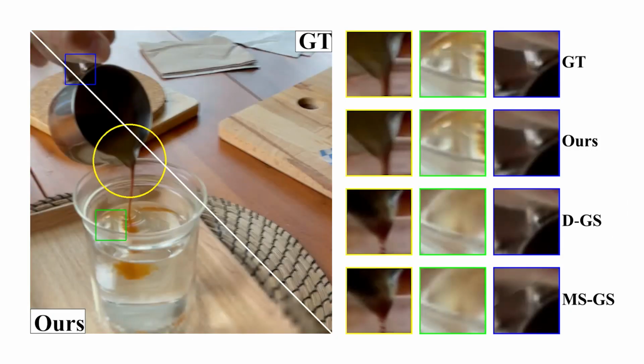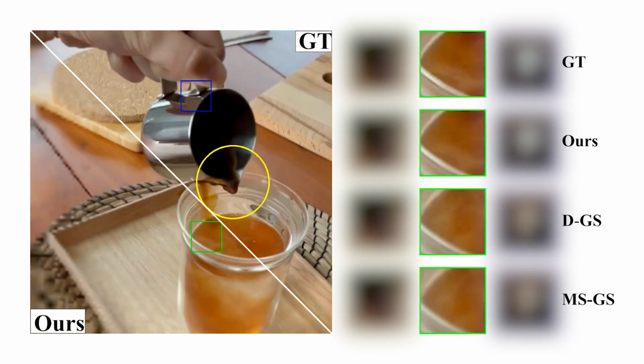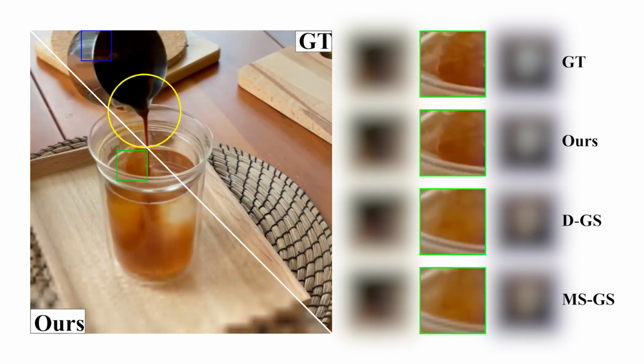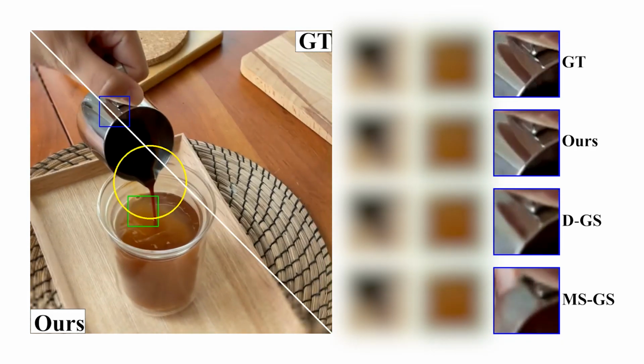In the Americano scene, our method also achieves higher rendering quality in the foveal and salient regions. Our method renders the flow of coffee into the cup, the diffusion of the coffee into the water, and the handheld cup, with more detail.